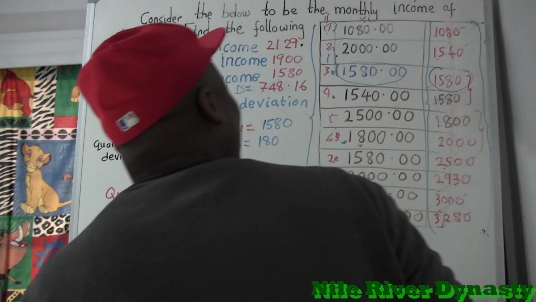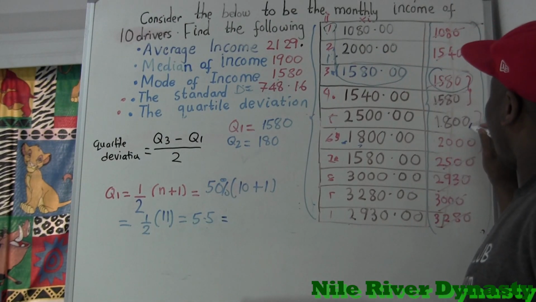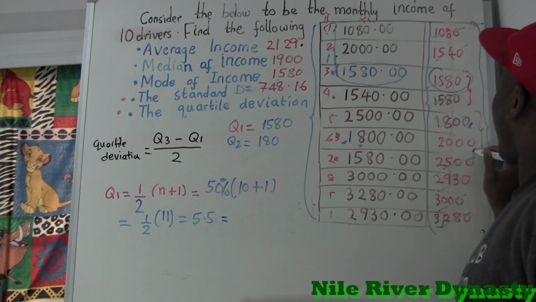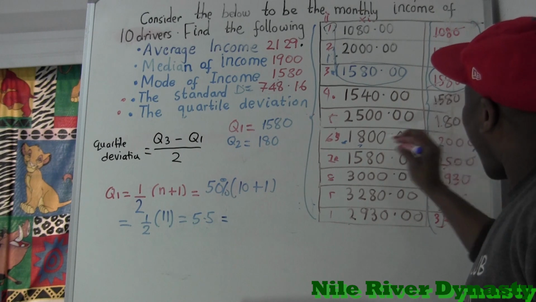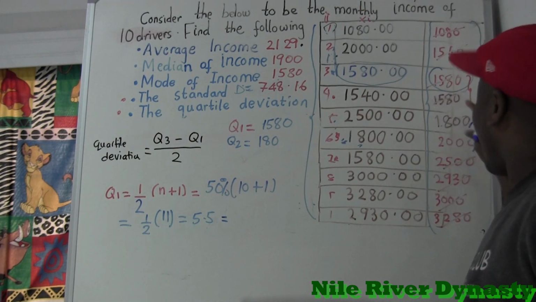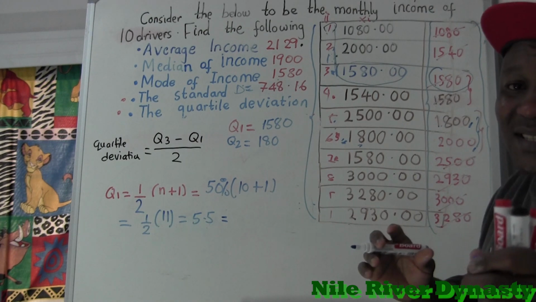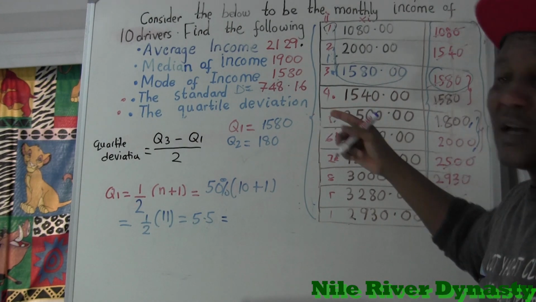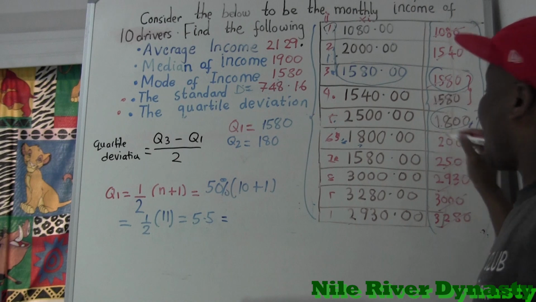Excuse me, my apologies. So 5.5, if this is 1,800 and this 2,000, so what you do, 5.5 is like a half of 5 and 6. So since it's a half, what I'm going to do, add these 2 and divide by 2, because it's not falling on 6, it's not falling on 5. So I just have to add these 2 and divide by 2.